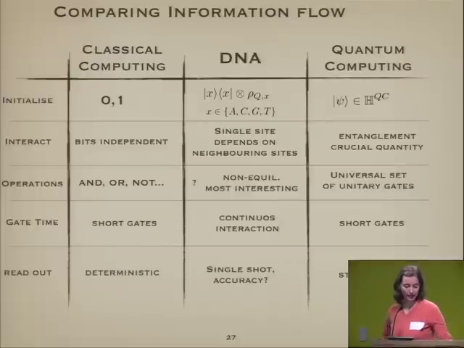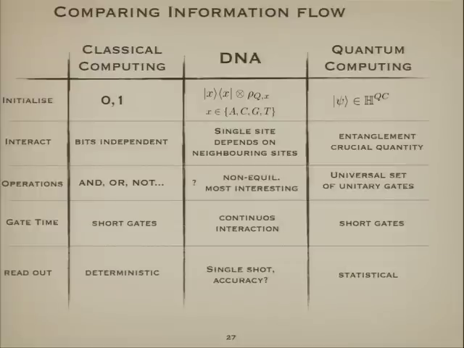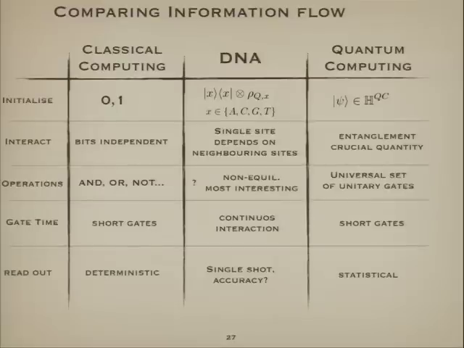And then finally, the readout. For a classical computer, that's fully deterministic and you make only few errors. With quantum computing, that's actually statistical. You need to repeat the same experiment many times before you can actually have a readout. And DNA is, again, somewhere in the middle. If you want to read out DNA information, you have a single shot. You have one try to do it. So given all the quantum that's involved there, I would actually like to know the accuracy of that readout.